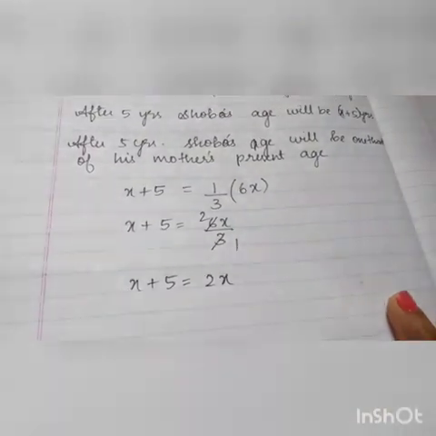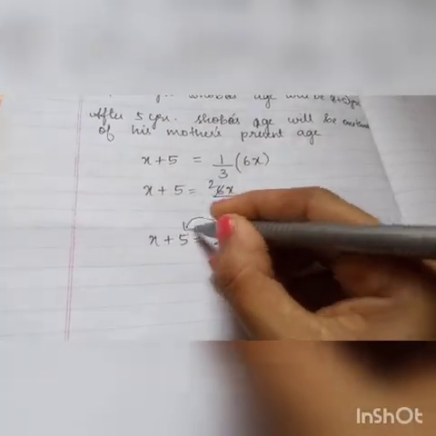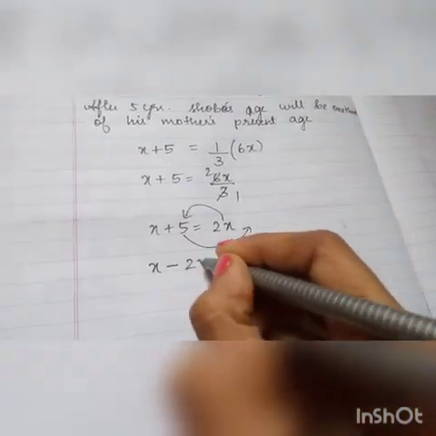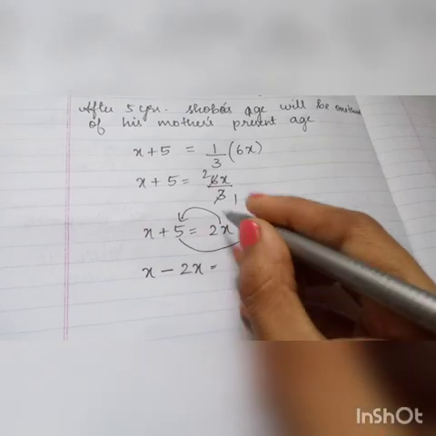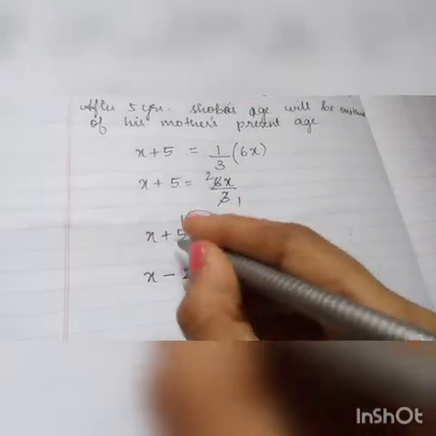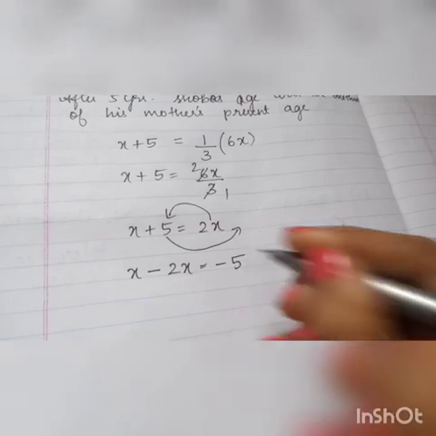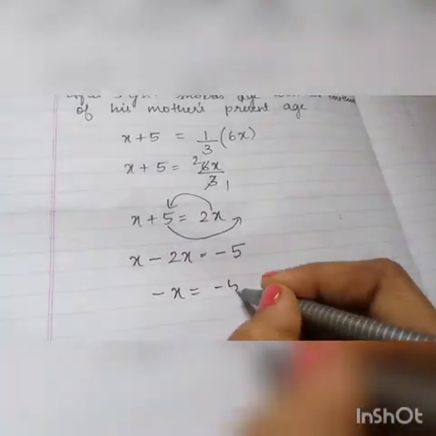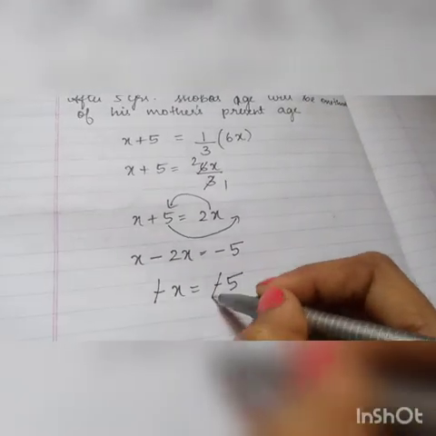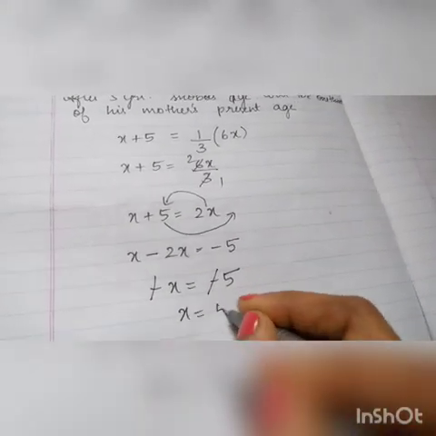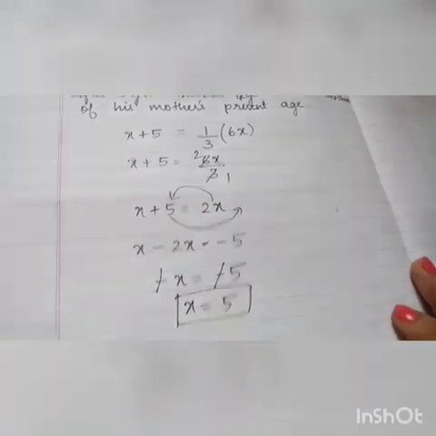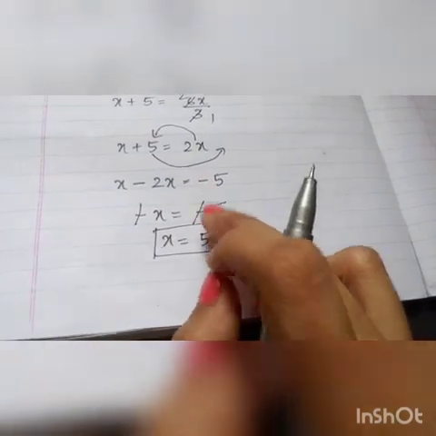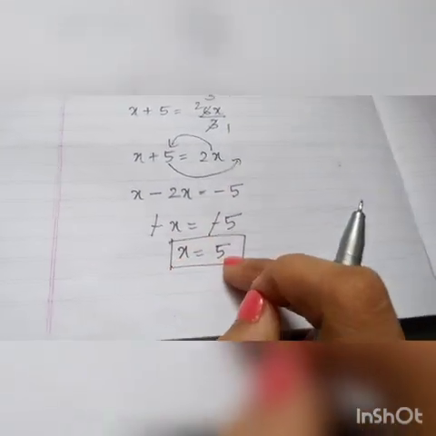Is that correct? Yes. Now shall we shift this x towards that side and constant towards this side? x minus 2x. 2x if it goes to that side becomes minus 2x. Plus 5 goes that side, it becomes minus 5. x minus 2x is minus x, equals minus 5. Now shall we cancel this minus and this minus? So x is equal to 5. Listen children, minus minus cancel, so x is equal to 5.